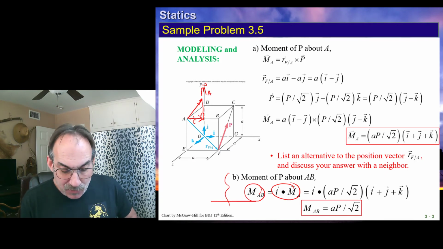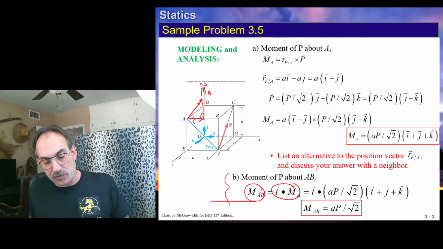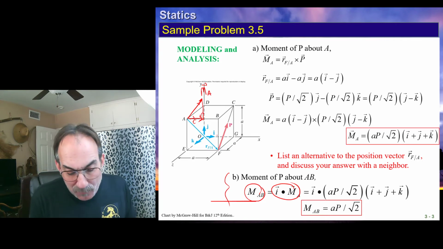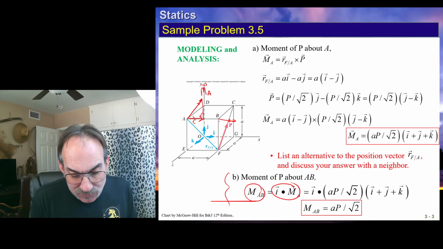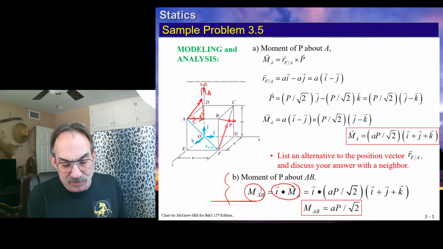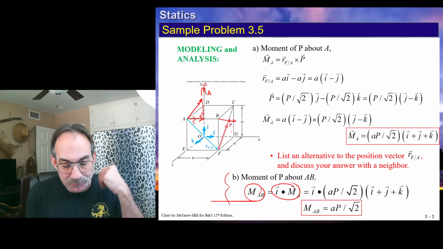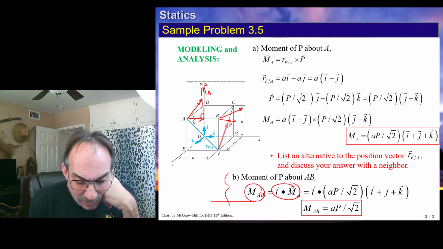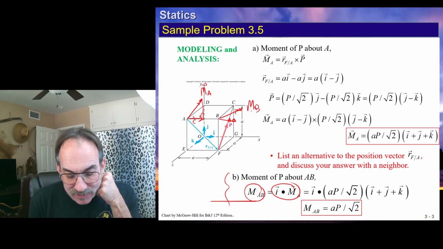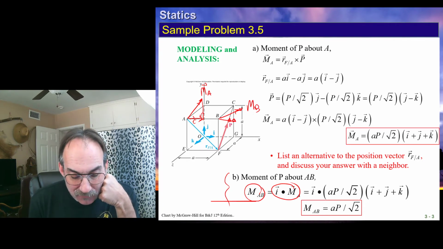Now another way to do this, we could have said, well, actually this P also causes a moment about B. It causes a moment something like this. That's not in the same direction as AB, but it's some wacky moment like this. Actually, let me draw it more like this. This is the moment about B. We could have used this. If we had this moment, we could have then taken the dot product of I with that moment.